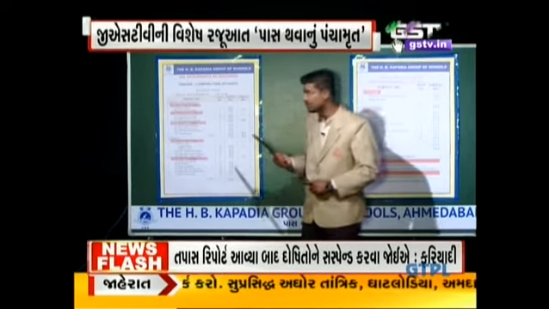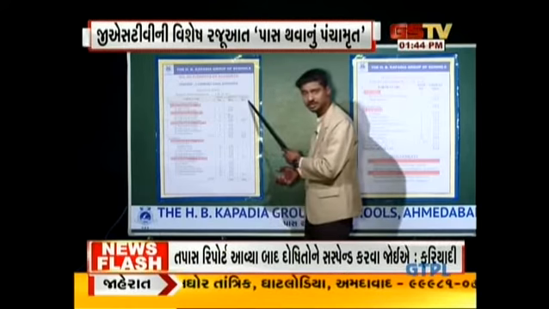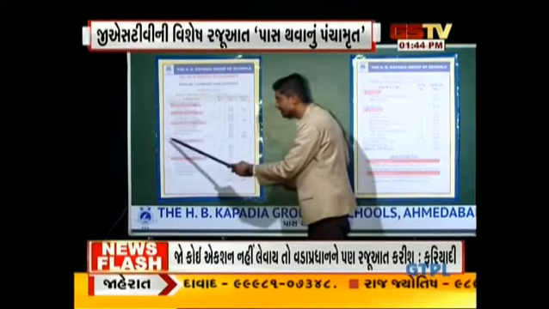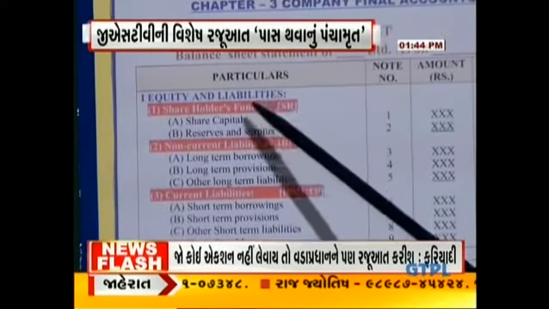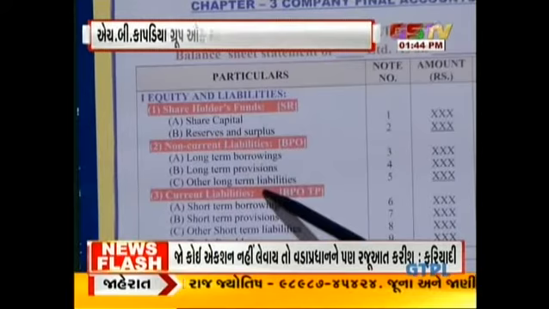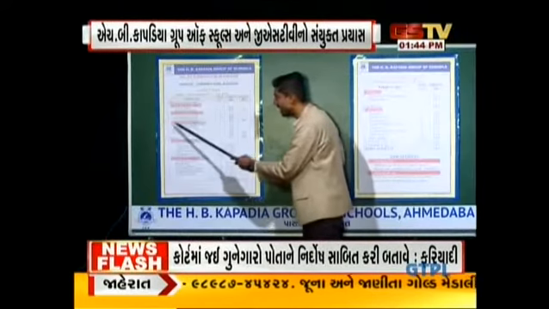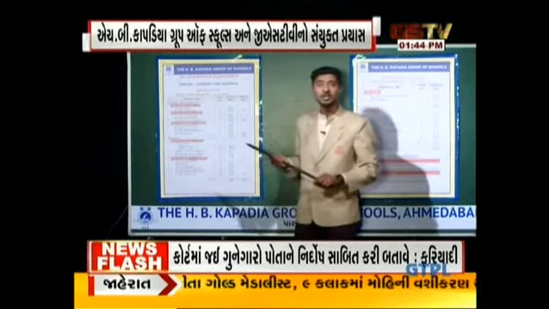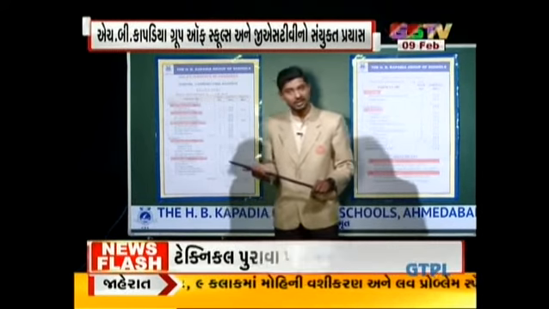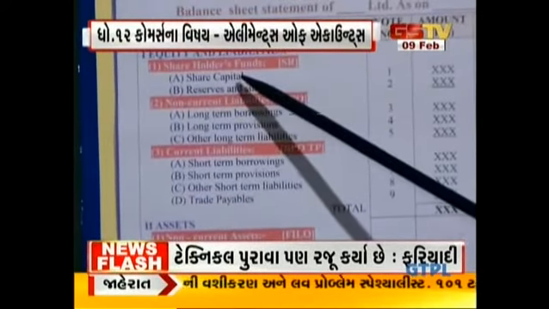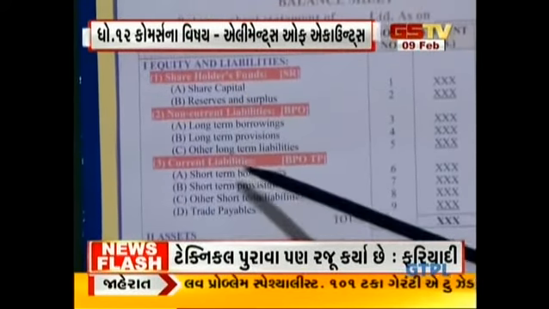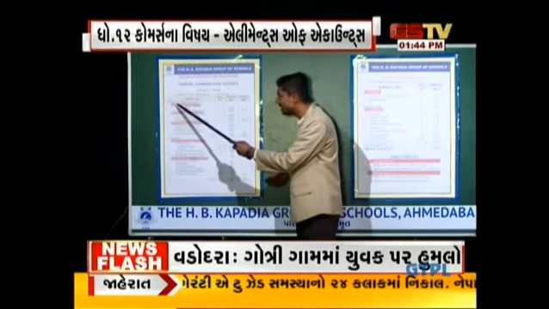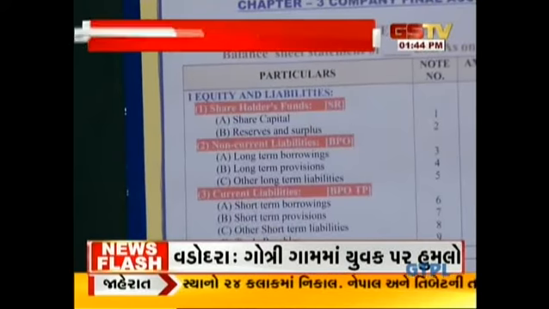Before starting the sum, just prepare the columns. This is the main head, equity and liabilities, and this is the main head, assets. In this I have put 3 subheads with red highlight. The points which are red highlighted, you have to write these points only before starting the sum. You do not require to write the details which are mentioned under the red highlighted points. You are just supposed to write the heads which are red highlighted.